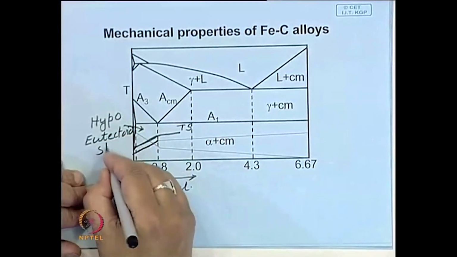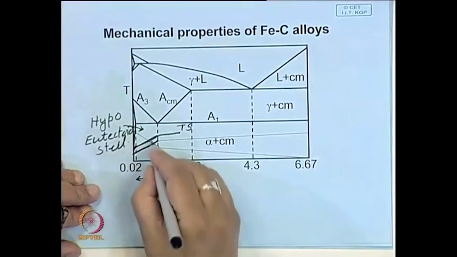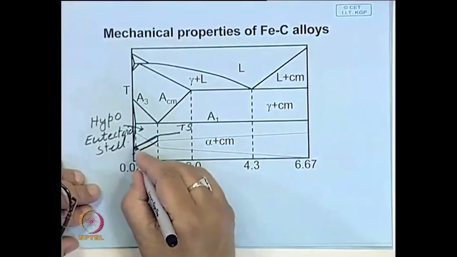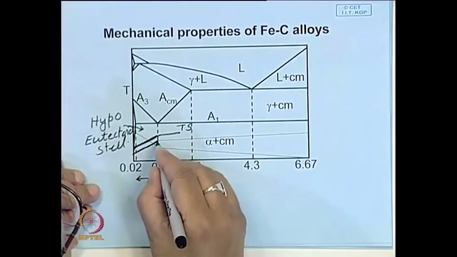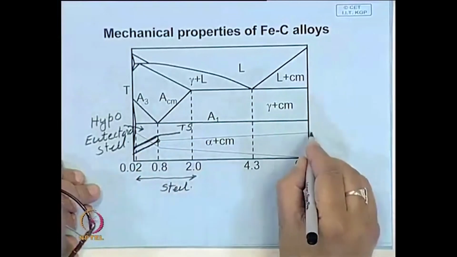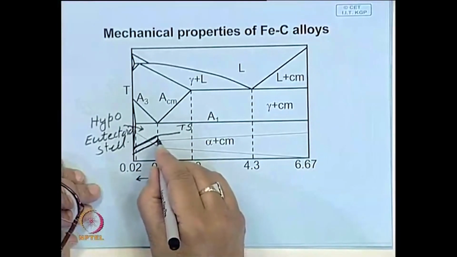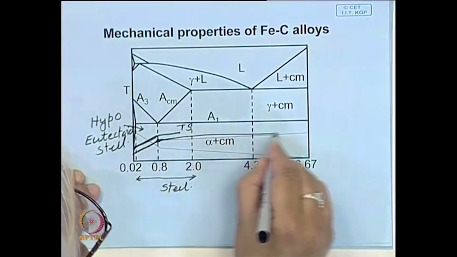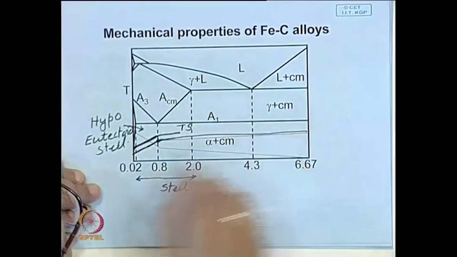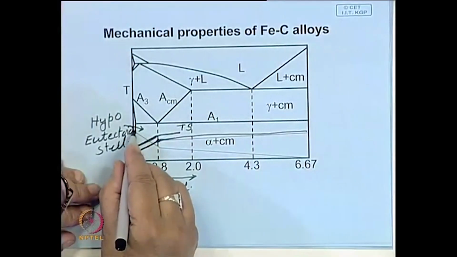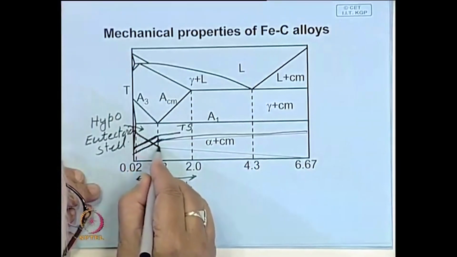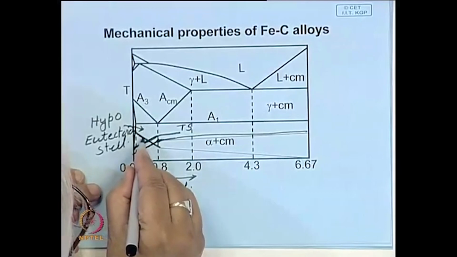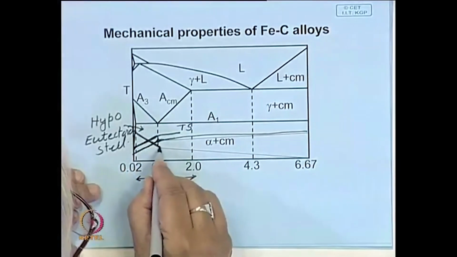eutectoid steel. So, here this portion more or less increases linearly, and cementite is quite hard, but thereafter the hardness increase is not much, a slight increase is there, but look at the ductility. So, here as the strength increases, ductility goes down.